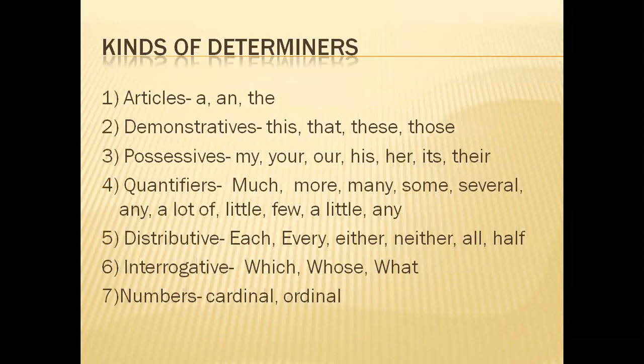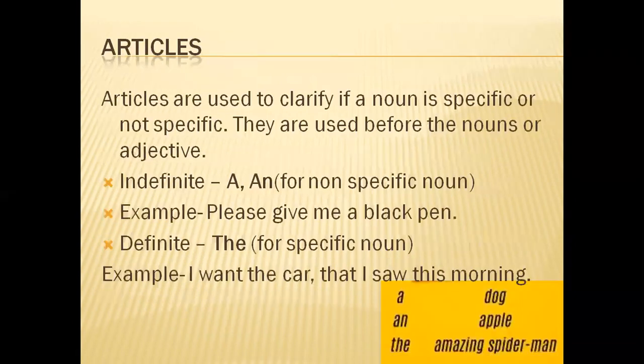Kinds of determiners: articles, demonstrative, possessive, quantifiers, distributive, interrogative, numbers. We'll do them one by one in detail. First is articles. Articles are common and the most used determiners in the grammar portion. Articles specify which noun the speaker is referring to.